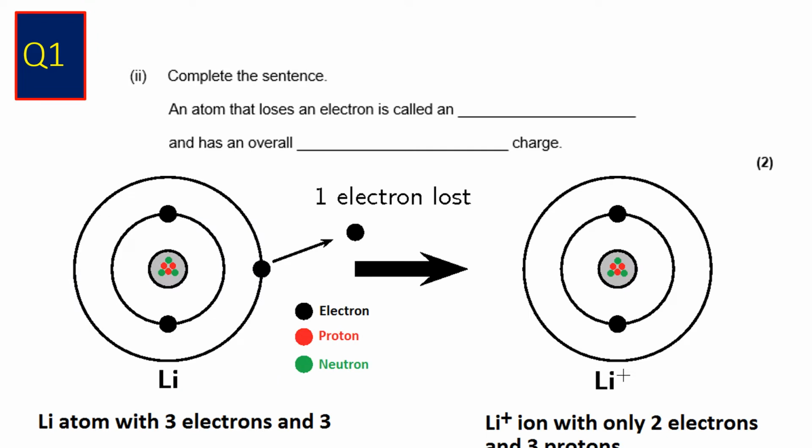Here we've got to fill in the sentence. An atom that loses an electron is called an what? And has an overall something charge. So I've done an example here of lithium losing an electron. What can you say about what it's now called and its charge?